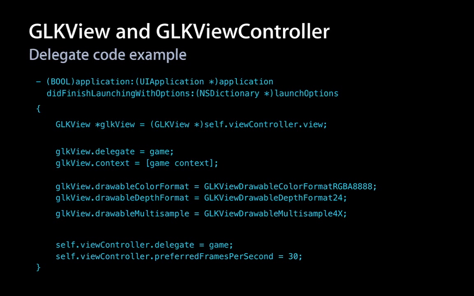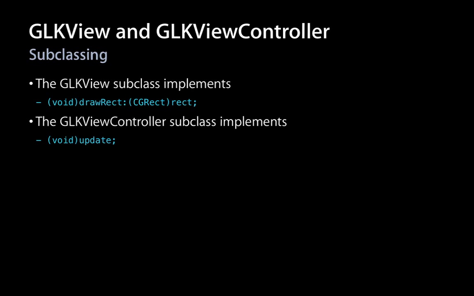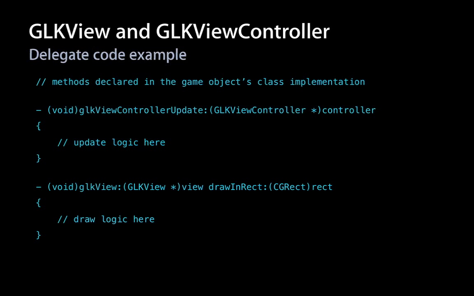Next, I set the delegate for my game because I want to make use of the update method, and I set a preferred frames per second, which is 30, which again is also the default. Okay, so here this would be the game class. Pretty much all I would have to implement in that game class would be GLKViewController update and GLKView drawInRect. And next we'll look at the subclass, and actually really quickly, yeah.